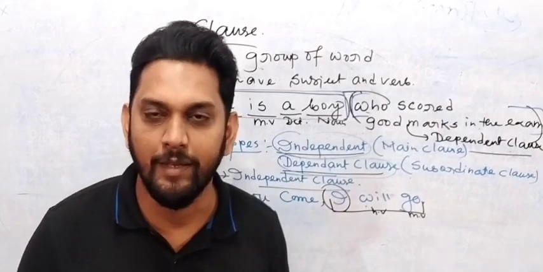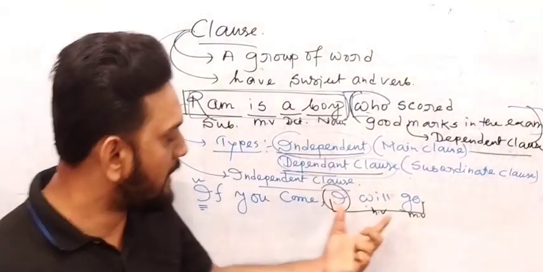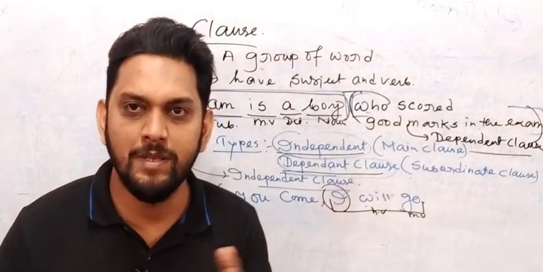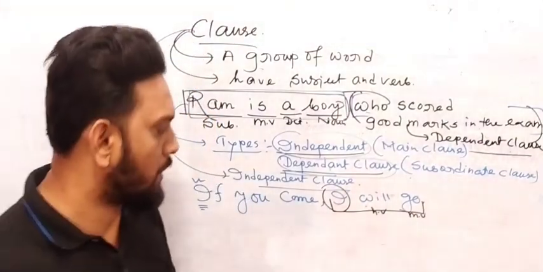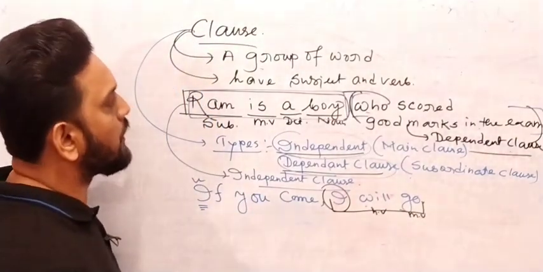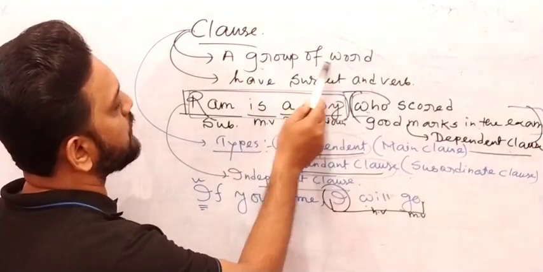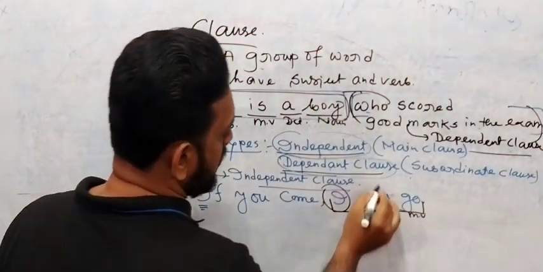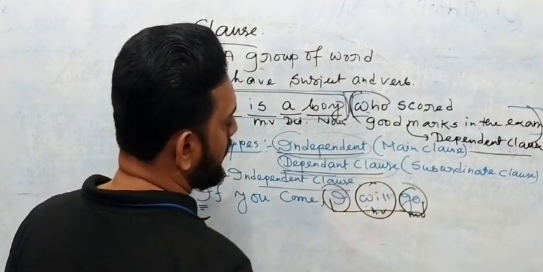Got my point? Yes or no? Yes. So this clause, why is it called a clause? You might ask me, sir, why do we call it a clause? You see, in a clause, what I have written is a group of words which has a subject and a verb. It means here you can see will is there and the verb, go, is the main verb.